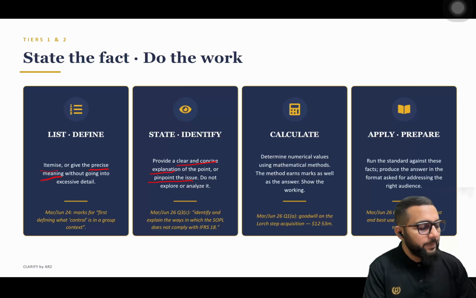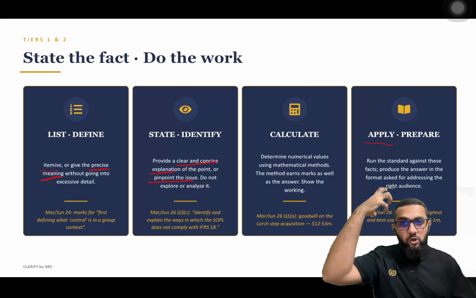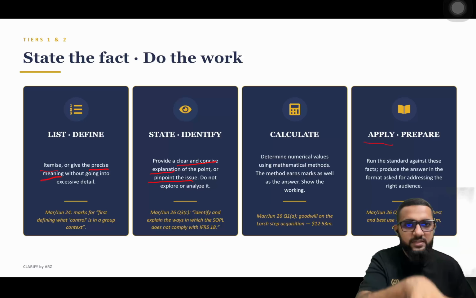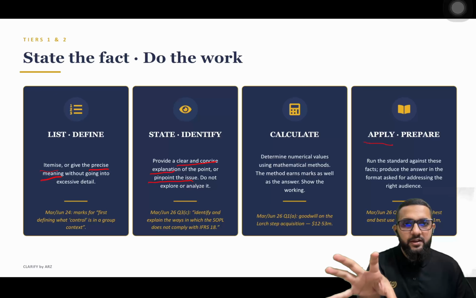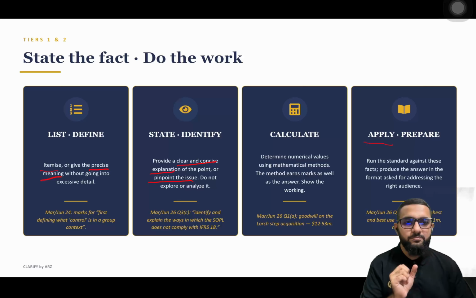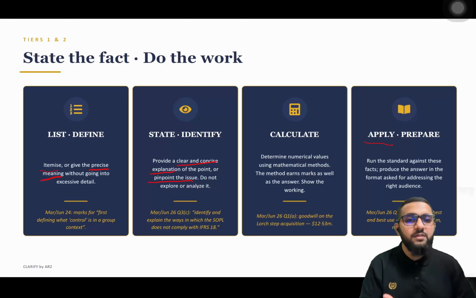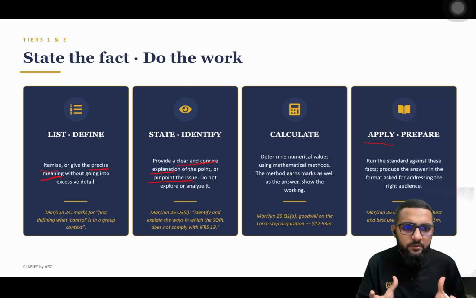And then apply and prepare. Apply is where you run the standard against these facts. You're bringing in the knowledge of the standard and applying it to the scenario. Look at the scenario, look at what's a relevant standard requirement, bring that requirement, apply it to the scenario. That's what apply means. And prepare is where you're supposed to produce the answer in a certain format.